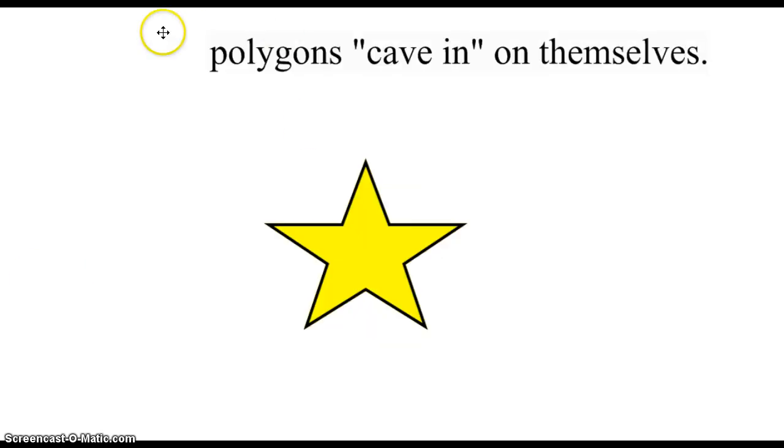If a polygon caves in anywhere, it is considered concave. And for example, if I extended this line right now, right here, it's going through the interior of the polygon. So it is not convex. It caves in and it is concave.